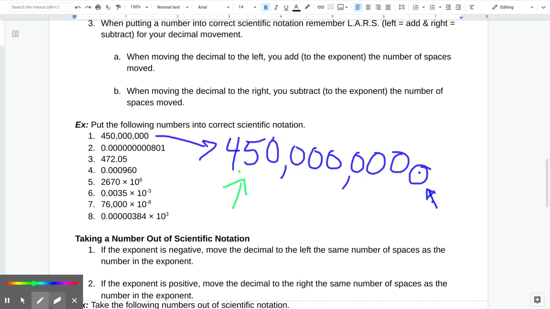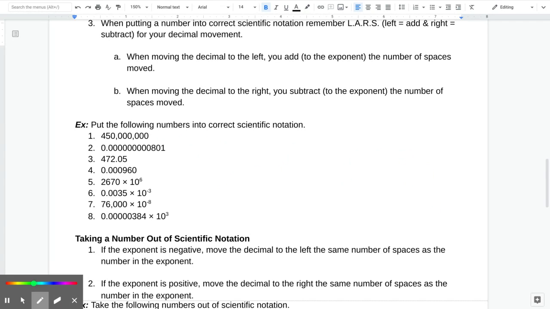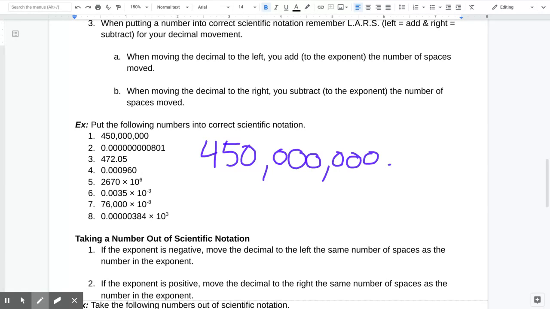Oop, that is a bad arrow. It needs to be between the 4 and the 5. So let's try that again. My decimal is all the way out here, and I'm going to take my decimal and put it over here between the 4 and the 5.